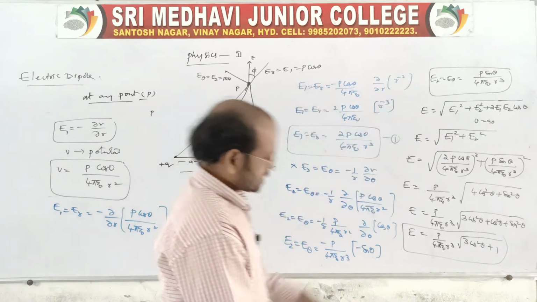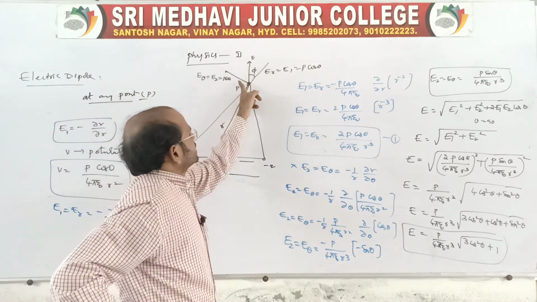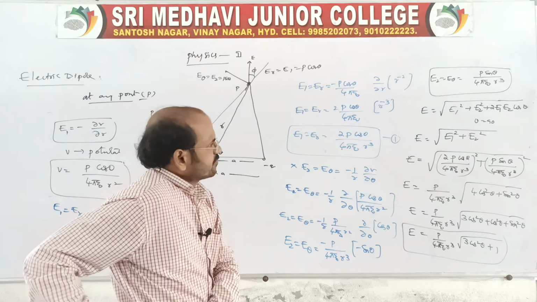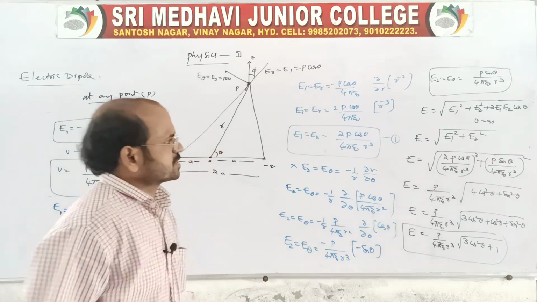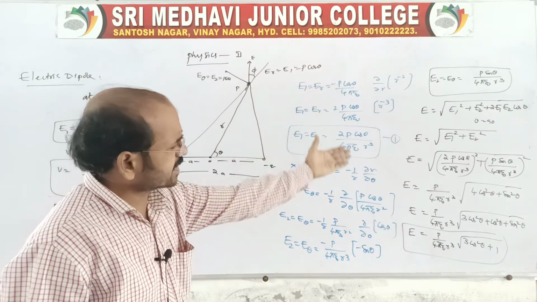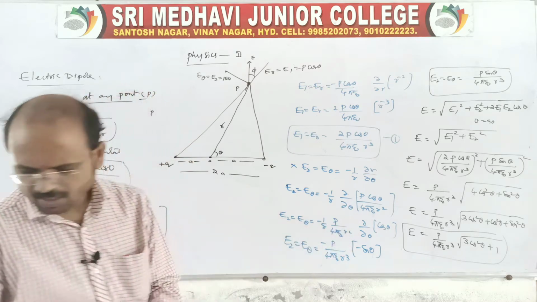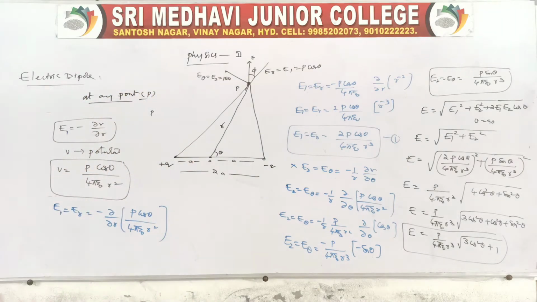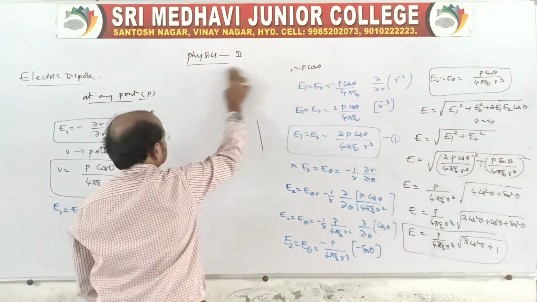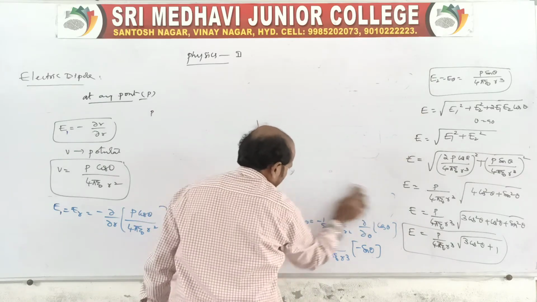Here the question asks to find the resultant at any point, and that resultant is represented as E. E1 and E2 are perpendicular to each other, so we apply root over E1 square plus E2 square plus 2E1E2 cos theta. Like that we get the expression, and finally at any point E is p by 4 pi epsilon naught R cube root over 3 cos square theta plus 1. Now using this expression, I'll tell you what happens on the axial line and on the equatorial line.